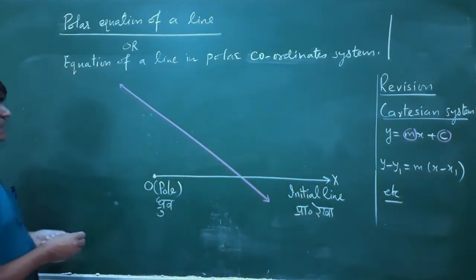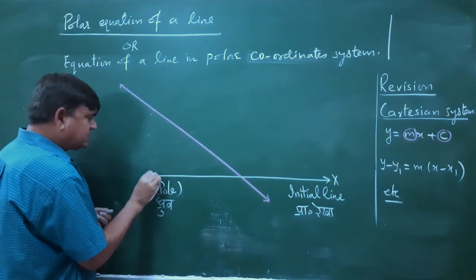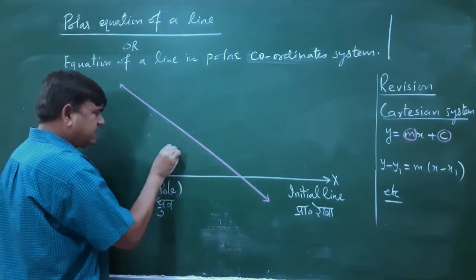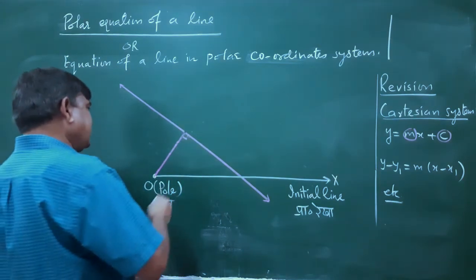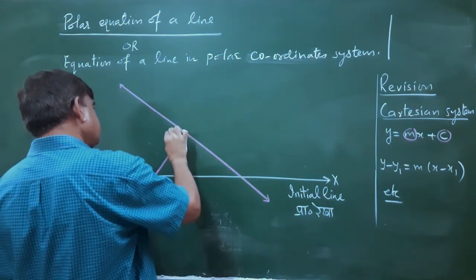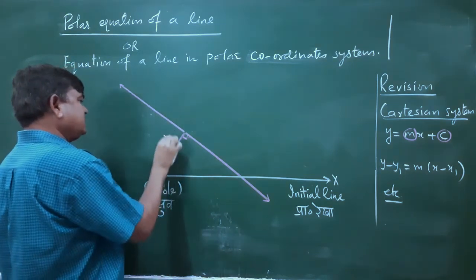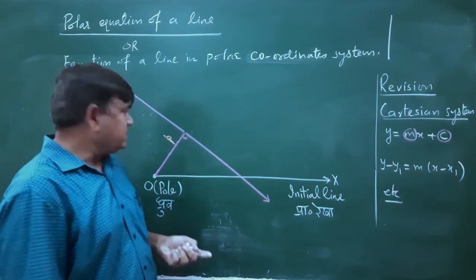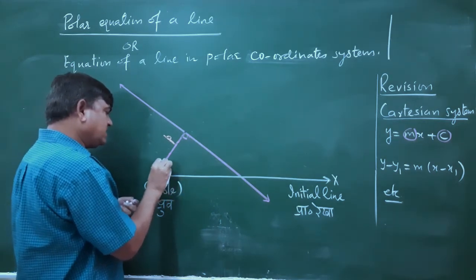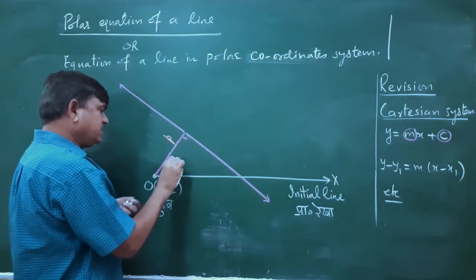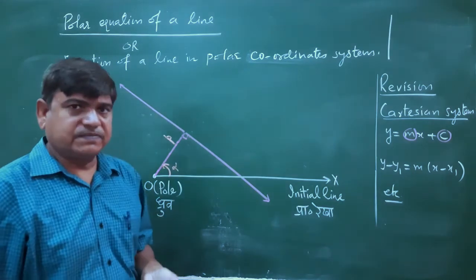What is given? The line is at a distance of p, the perpendicular distance from the pole. So this length is p. This is given to us. Here the length is given, and this length of perpendicular makes an angle alpha with the initial line. This angle is given.